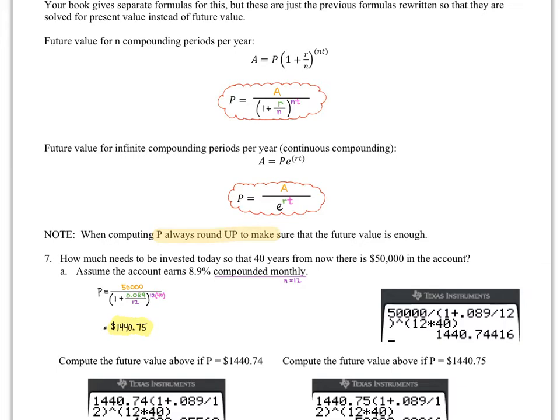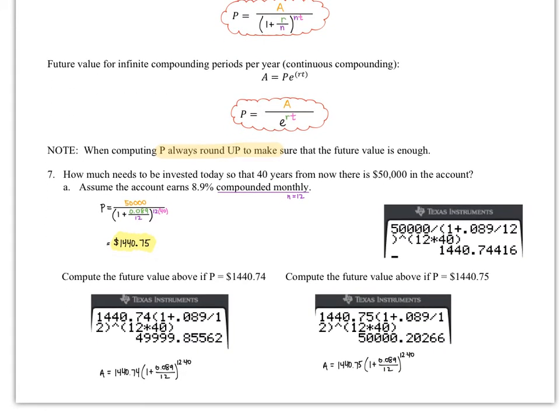In this first example, how much needs to be invested so that 40 years from now there's $50,000 in the account? Assume the account earns 8.9% interest compounded monthly. So N is 12, R is 0.089, and our A is $50,000. We're just going to plug that into our formula and throw it onto the calculator. Looking to the right, we get this answer on our calculator.